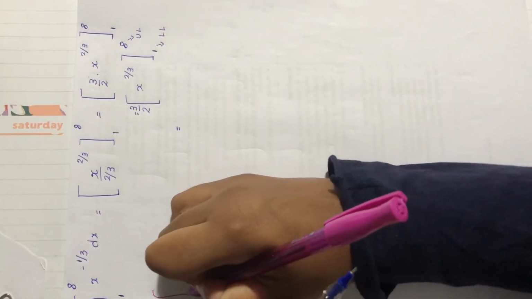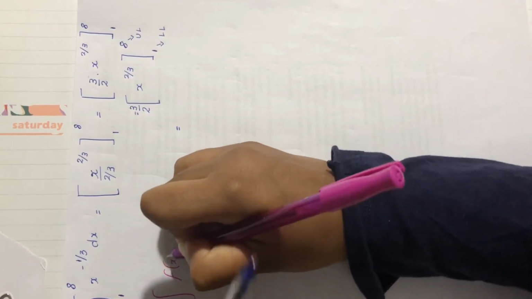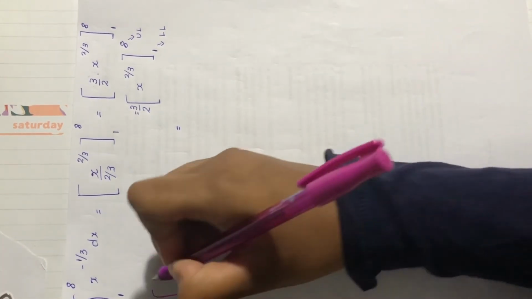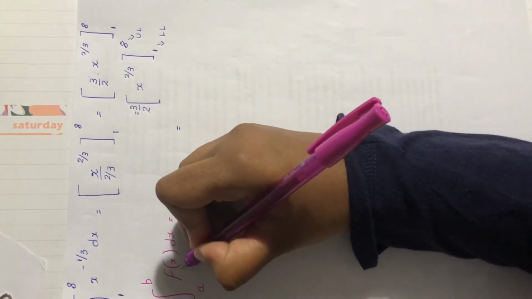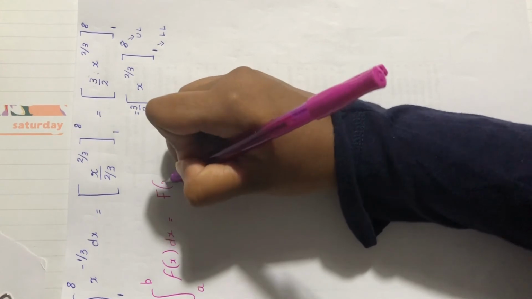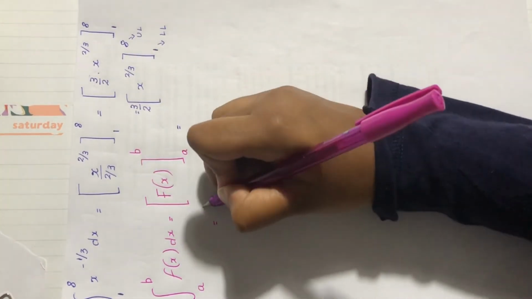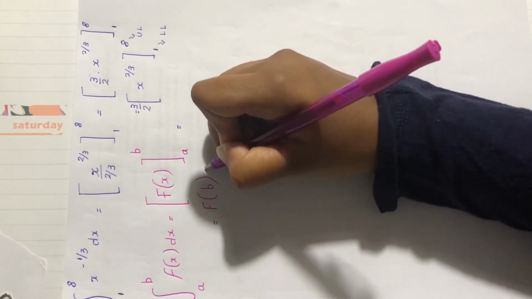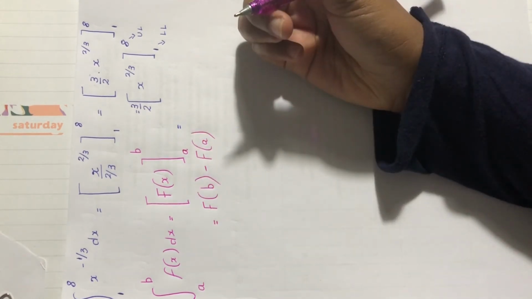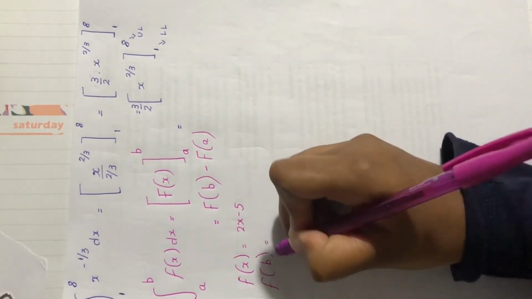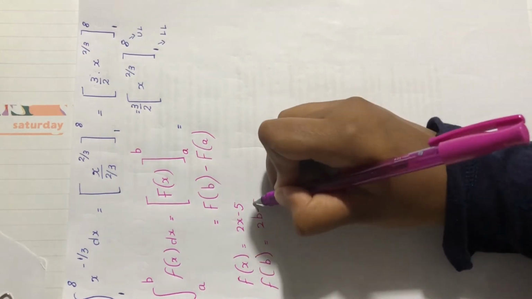So basically what we need to do is, if we have a function f of x, dx, we integrate f of x with respect to x between limits a and b. When we integrate f of x, we're going to get a new function, capital F of x, between lower limit a and upper limit b. So what we do is replace x by b, so we take F of b minus F of a. Simply, if we have a function 2x minus 5, and you're asked to find f of b, we replace the x by b. So we have 2b minus 5.